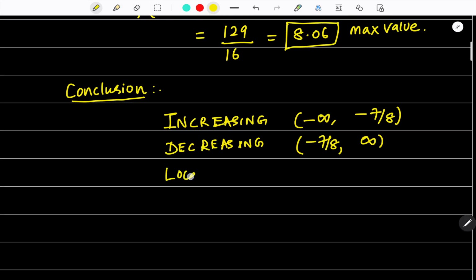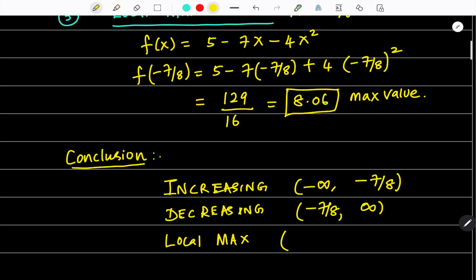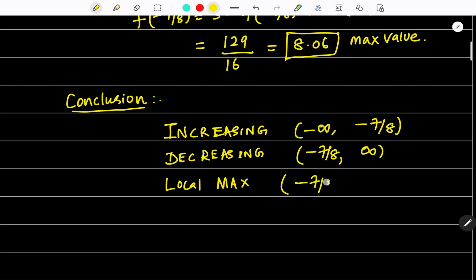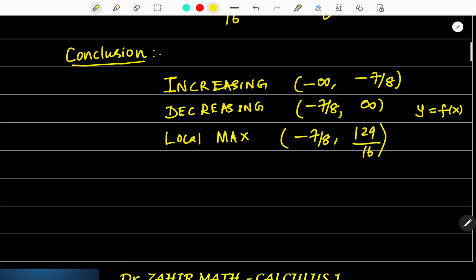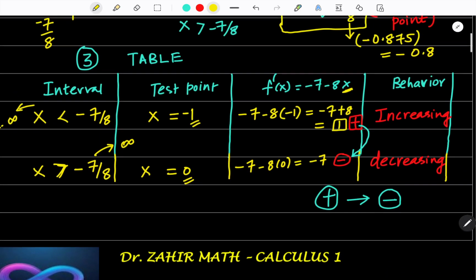So what is your local maximum value or local maximum point? At x is equal to negative 7 over 8, what is the y value? This is your y value, f of x. F of x means y. Which is 8.06, or you can write it in fraction because everything is in fraction, 129 by 16. So this is the final conclusion for your question. Clear, everybody? Let me repeat again.